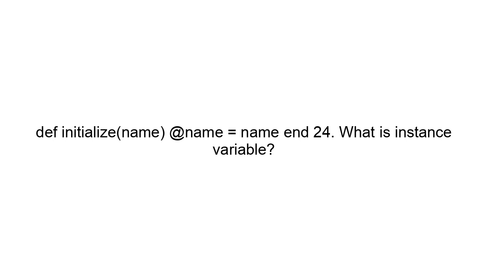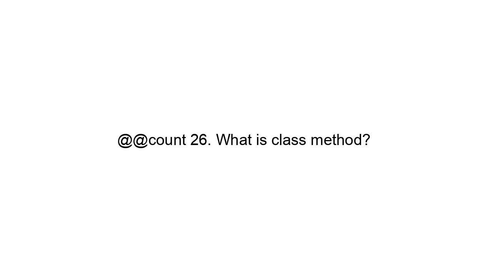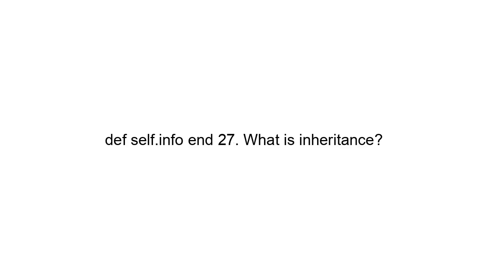24. What is an instance variable? Variable belonging to object instance. Example: @name. 25. What is a class variable? Shared variable across instances. Example: @@count. 26. What is a class method? Method belonging to class itself. Example: def self.info, end.